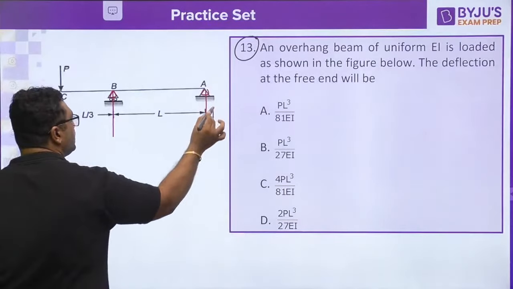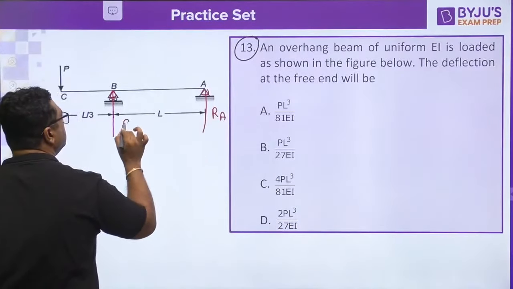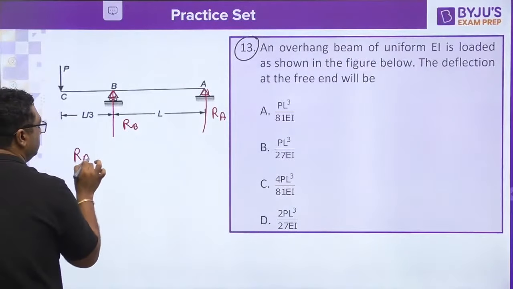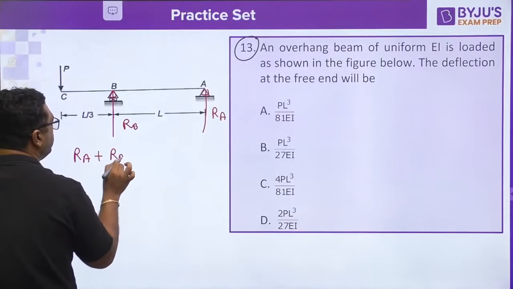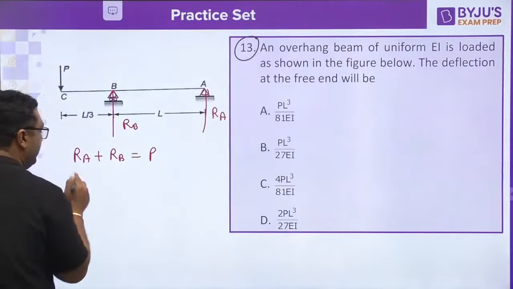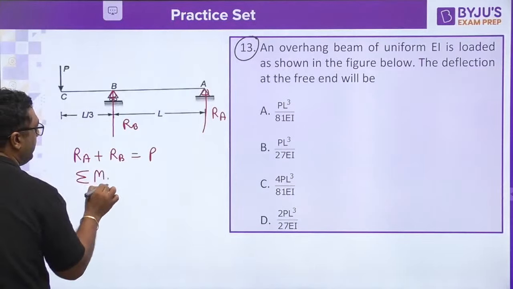This is support reaction RA, RB. RA plus RB is equal to P. You will be going for summation of moment about A to be 0.